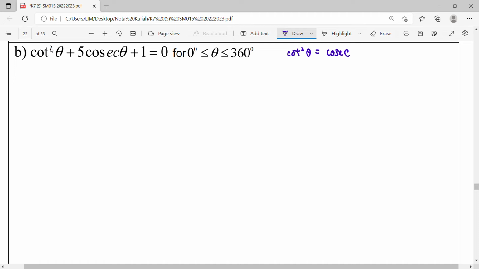cosecant squared minus 1. So we change our cotangent squared to cosecant squared minus 1, in terms of cosecant. Okay, so this is our identity formula. Supposedly it starts with 1 plus cotangent squared equals cosecant squared. We want cotangent, so we move the 1 to the right hand side. So substitute here.